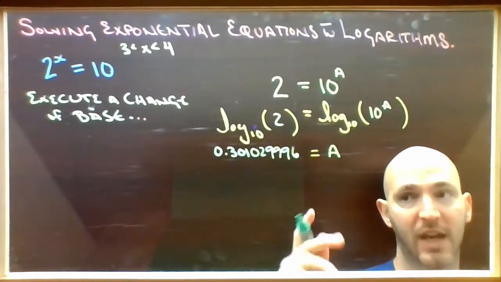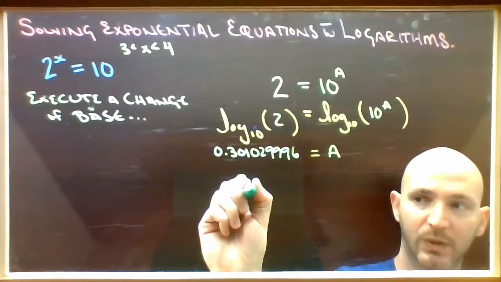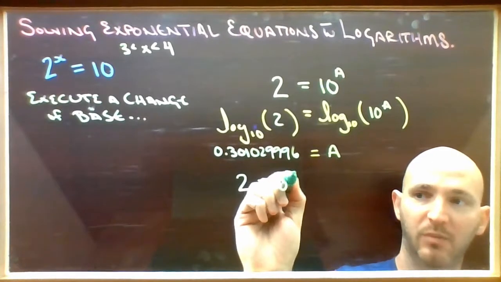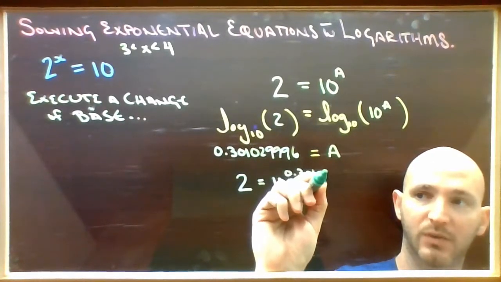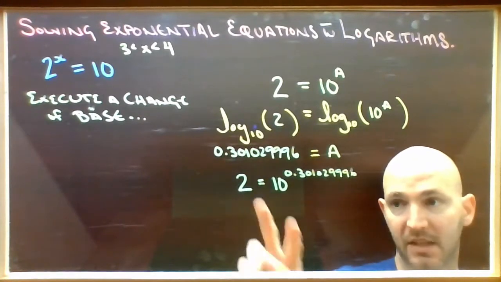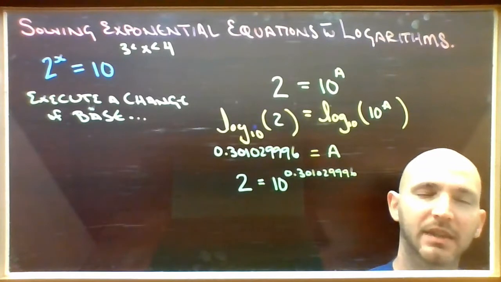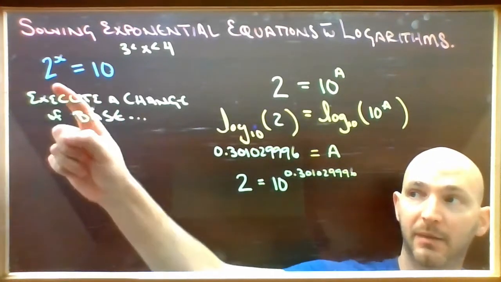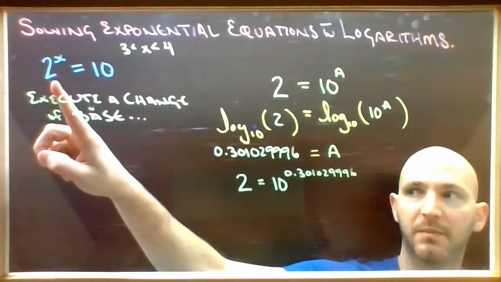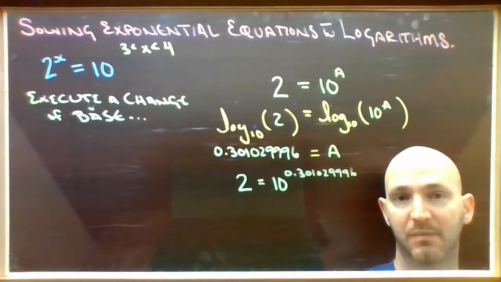So if you were to check that, what I've just worked out is that 2 can be replaced with 10 to the exponent 0.301029996. These numbers have exactly the same value. So what does that do for me? Well, I'm going to be able to take this equation, this is the one I started with, and I'm going to be able to replace this 2 with 10 to that exponent.